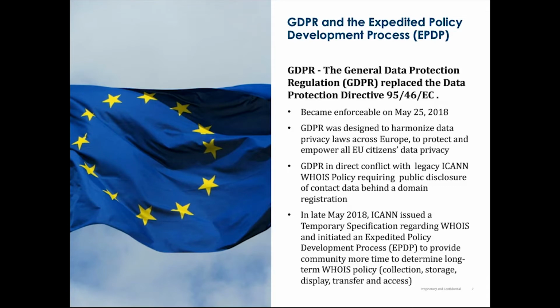sometimes too. So this is a problem with GDPR, and so ICANN was forced in May of 2018 to issue something called a temporary specification. And really it was a way to bridge the gap between the enforceability of GDPR and hopefully a final policy around WHOIS within the ICANN environment.